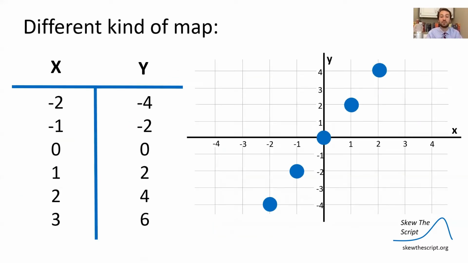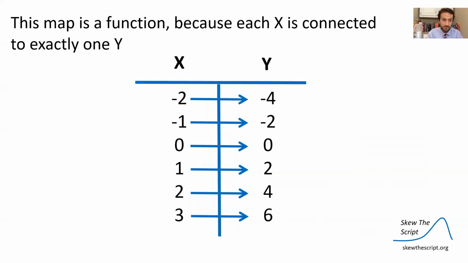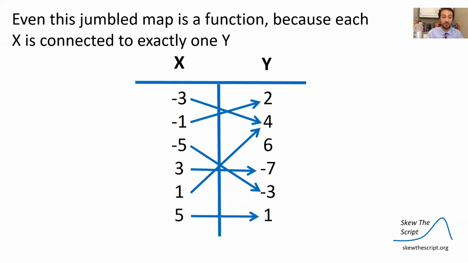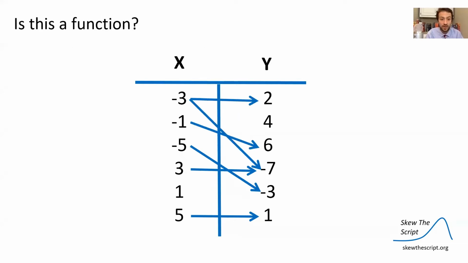We can even plot this on the line. You can see each dot here represents one of the rows from our function table. And this map is actually defined as a function because each X is connected to exactly one Y. You can see here, each arrow is pointing to one Y value. Even this jumbled map is a function because even though the lines are crossing, each X is connected to exactly one Y. So now we can look at this table and ask the question, is this a function?